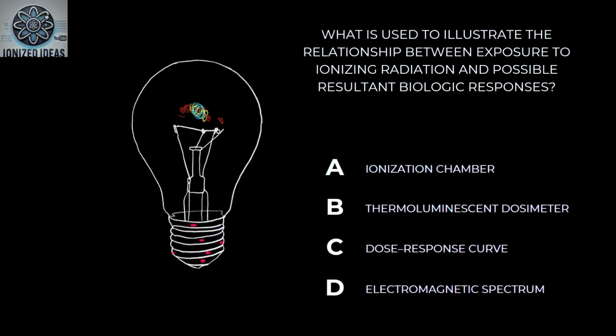What is used to illustrate the relationship between exposure to ionizing radiation and possible resultant biologic responses? A. Ionization chamber, B. Thermoluminescent dosimeter, C. Dose-response curve, D. Electromagnetic spectrum.